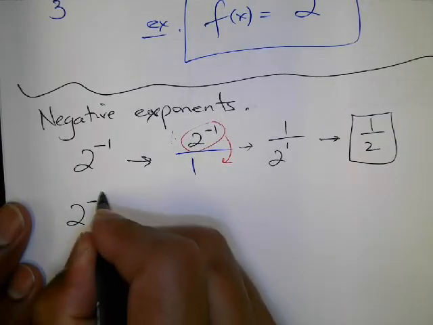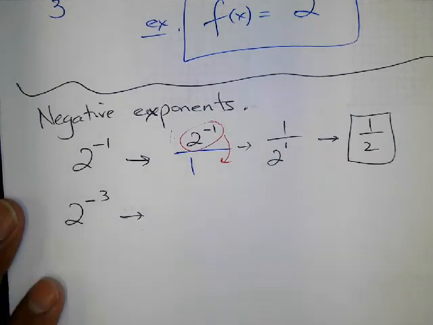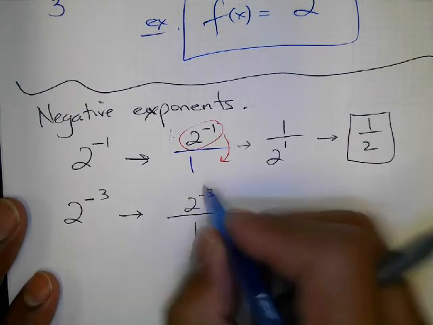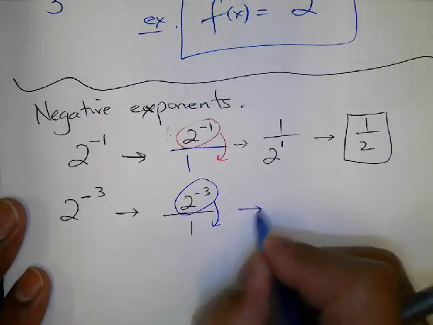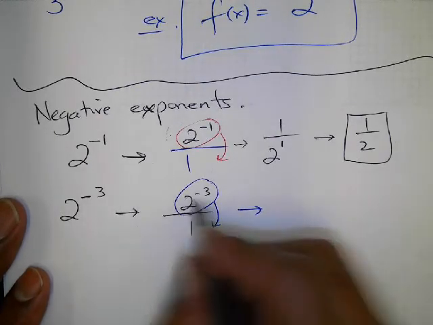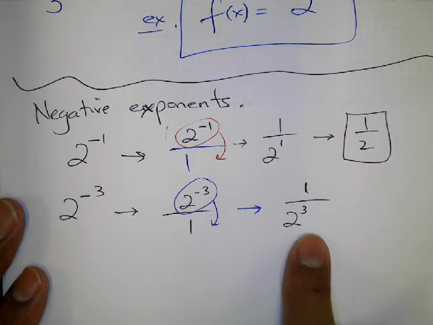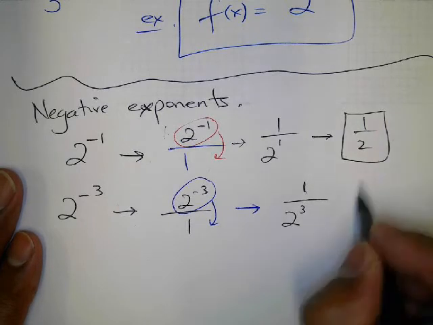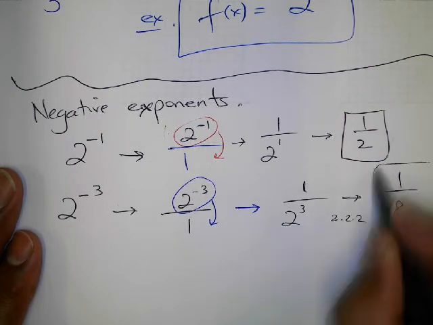If you had 2 to the power of negative 3, that would be what? Well, 2 to the power of negative 3 over 1. We bring it down, right? There's nothing left up here, so we put a 1 over it, and now it's positive down here. So that's what we learned back in Algebra 1, and then 2 to the power of 3 is 2 times 2 times 2, so that'll be 1 over 8.